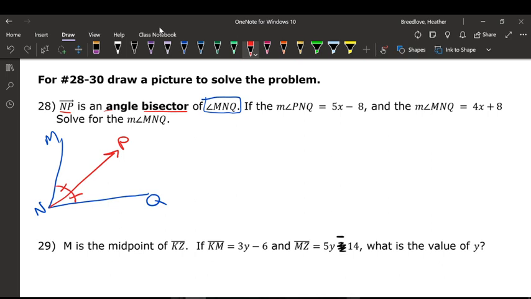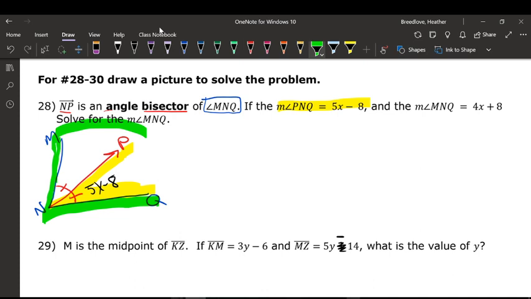So this problem just got a lot easier just because we can see what's happening now. Okay, so it says PNQ. All right, so there we have P, N, Q. So we're talking about this side, which is 5x minus 8. And the measure of MNQ, where's MNQ? M, N, Q. Yep, that's the whole thing. Is 4x plus 8.